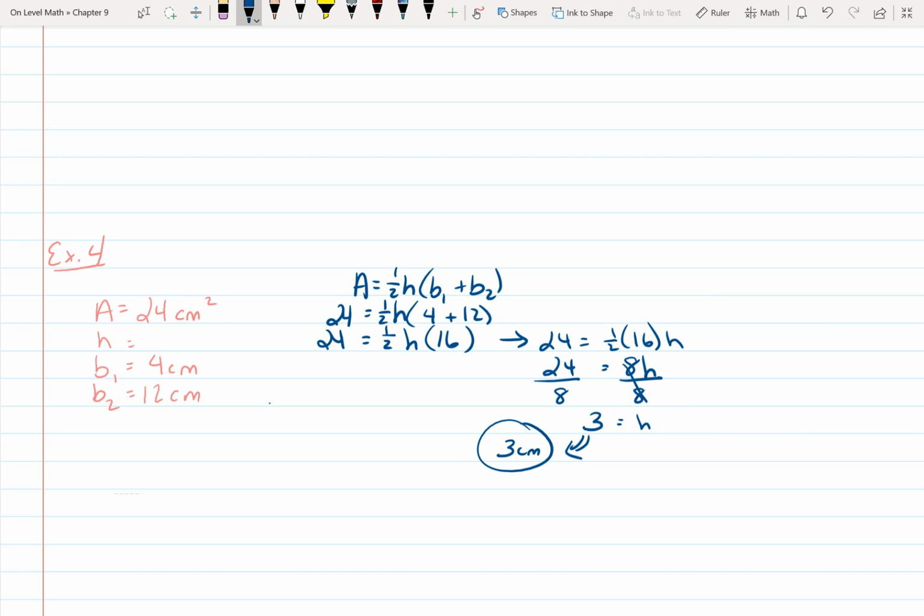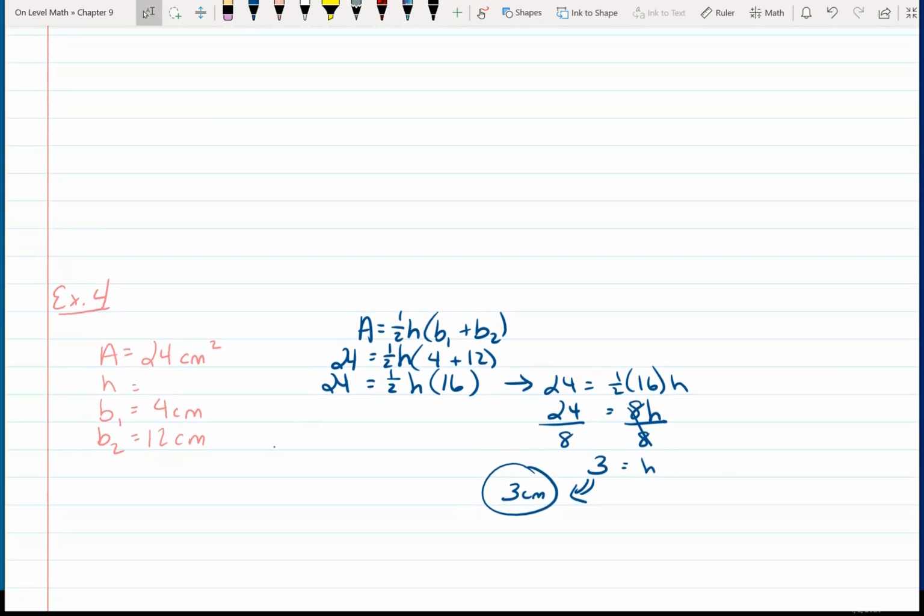Alrighty, so this section is not too complicated as long as you get your formula right. So absolutely use your notes to help with your homework. And please let me know if you have any questions.